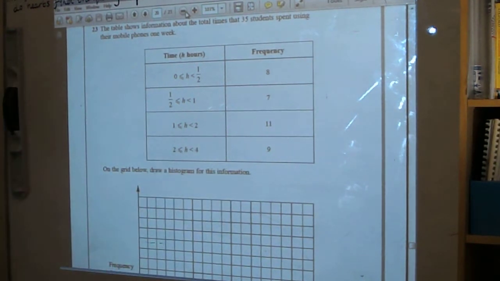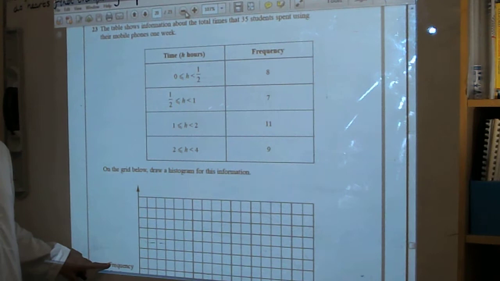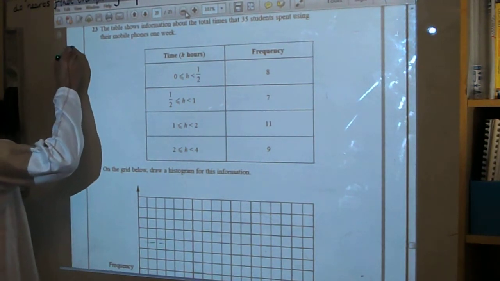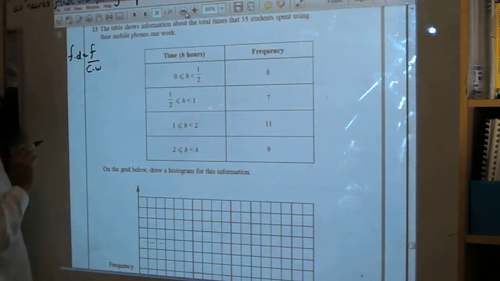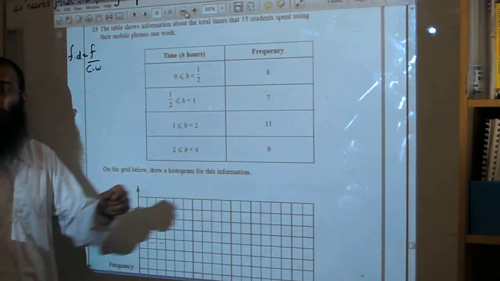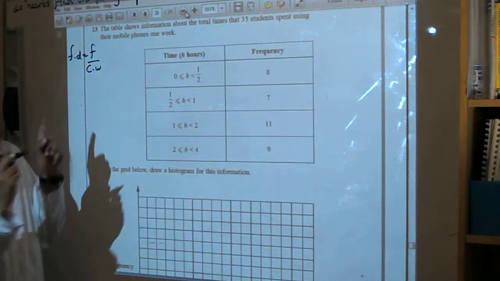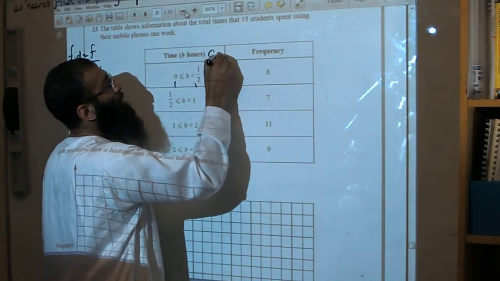On the grid below, draw a histogram. Now in your histogram, what's the key word there? It says frequency density. We say that the frequency density is equal to the frequency divided by the class width. This is my class here. The class width is not the width of this class here. It's the width of the class of data from here to here. So let's put here CW.